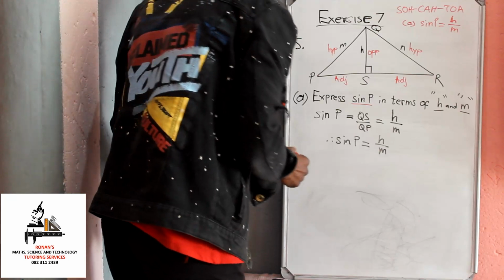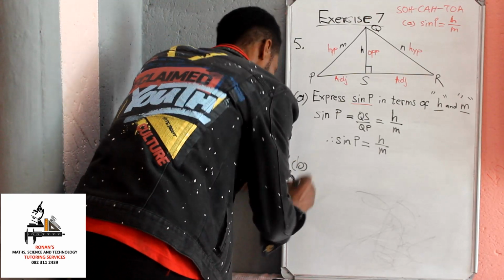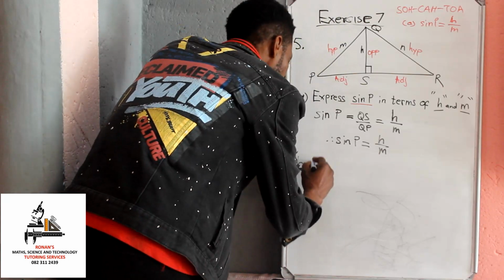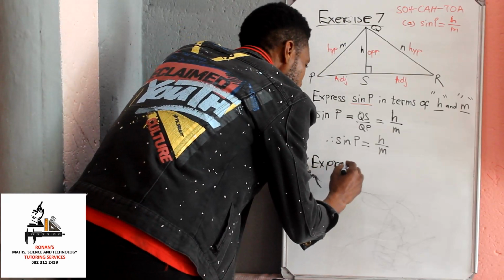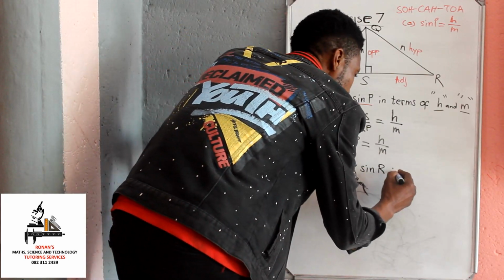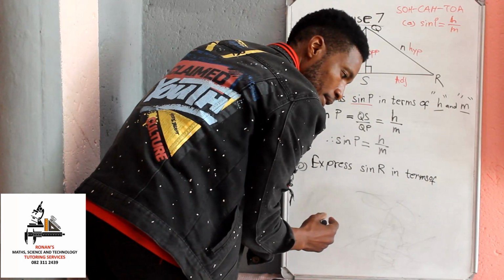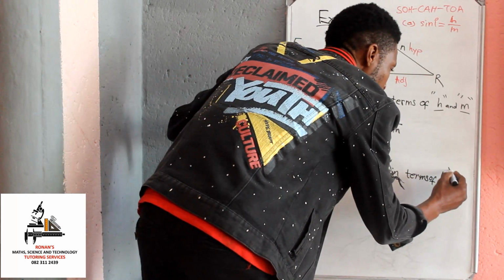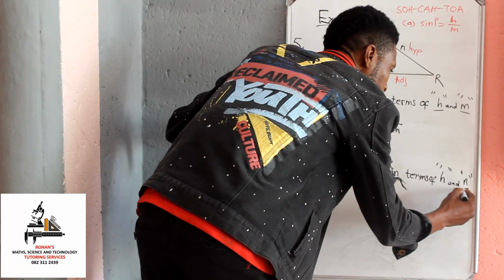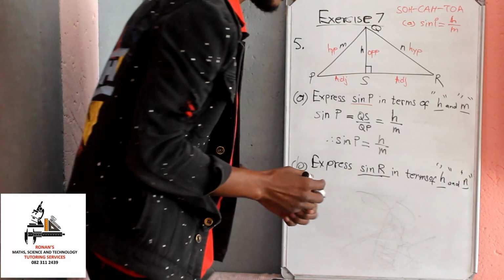Beautiful. Now we go to part B, which says express sin R in terms of what? Of H and N. Sin R in terms of H and N.